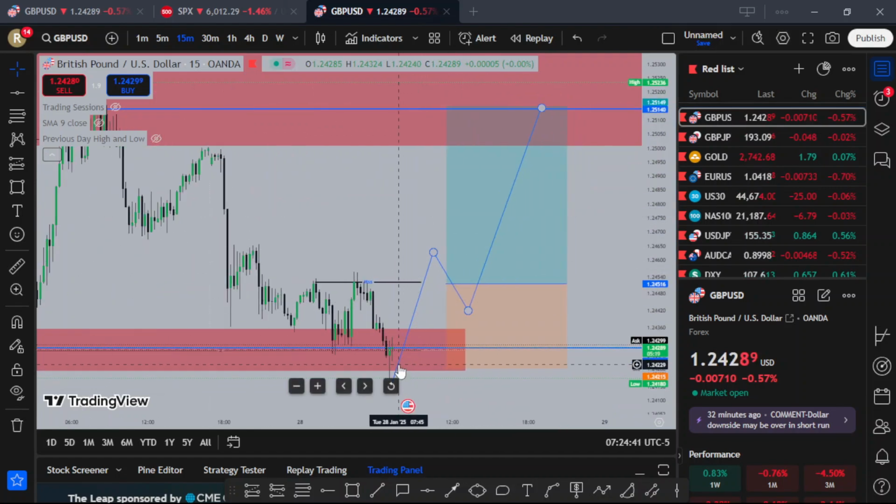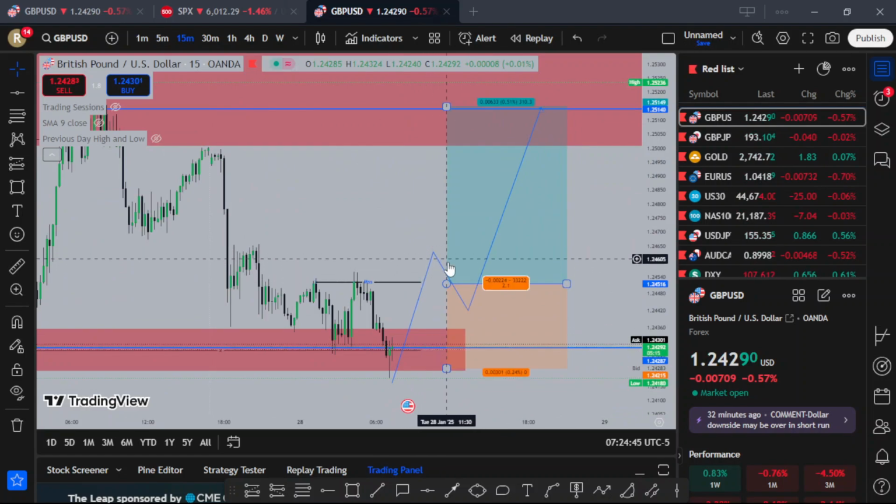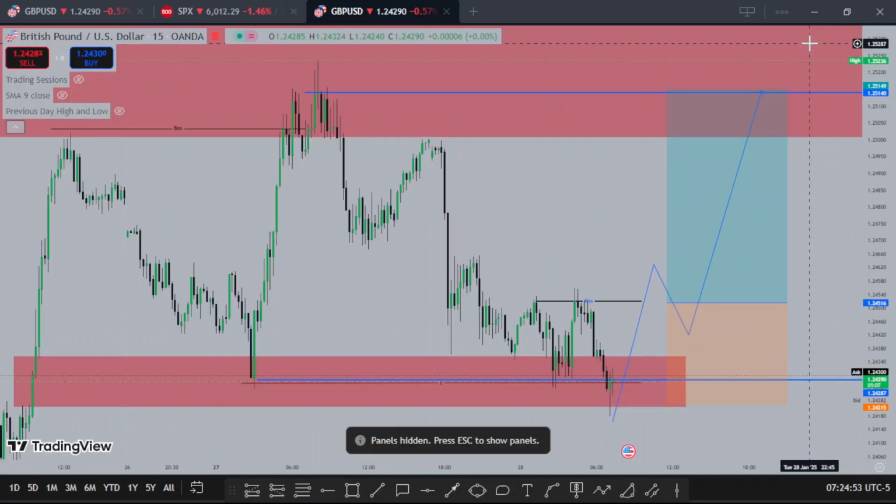I'm not going to be buying here. I don't want to be buying here. I want to see a market structure shift first, price closing above this, coming back for the fair value gap, then that's where I'm going to be buying. Okay, yeah, so that's all, guys.